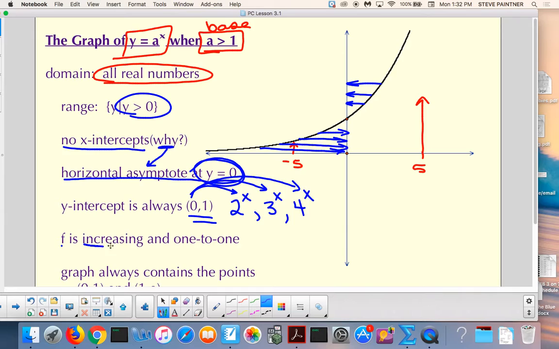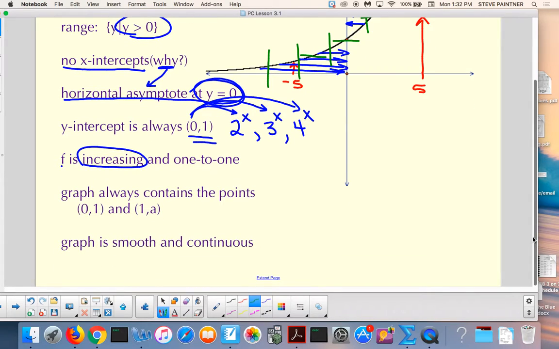Your function is always what? Increasing this way. And it's called 1 to 1. Why 1 to 1? Vertical line test, it passes. Horizontal line test, it passes. That horizontal line test was to determine if it had an inverse. And it does have an inverse. Emma, she already told you the inverse, but I'm not going to tell you until Wednesday.